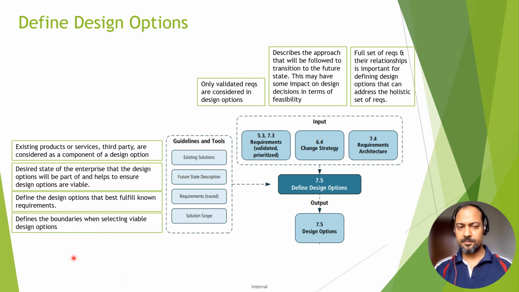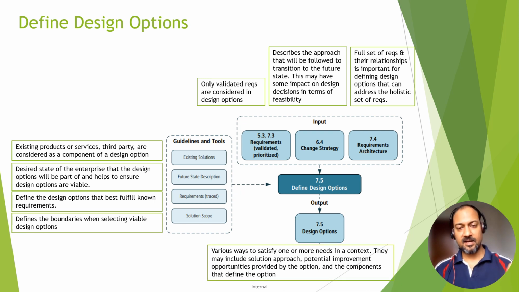Then solution scope. Define the boundaries when selecting viable design options. So whenever we are creating design options, we have to set the boundaries, that the new requirement, whether it is fitting within that boundary or not. If it is not fitting within that boundary, we have to take that off. So that way we have to define the solution scope in order to define design options. And then finally, the design options are created.